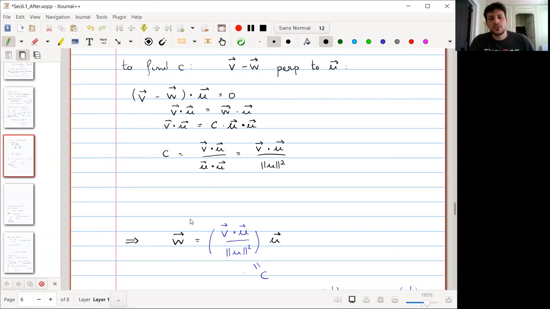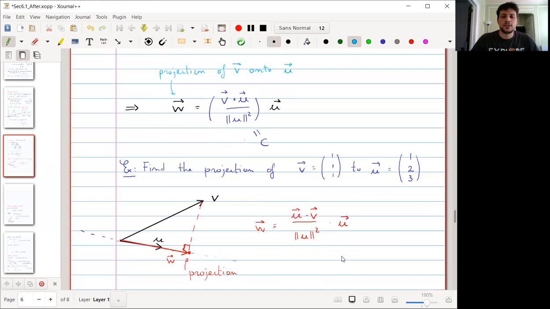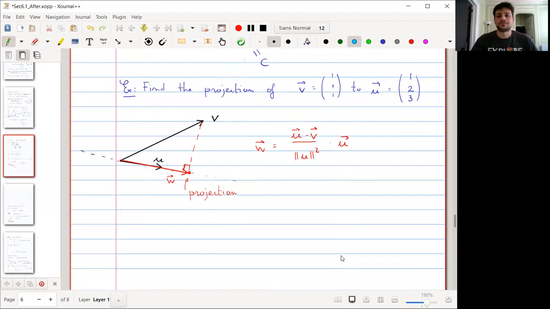That's exactly what we get. The projection of the vector v onto another vector u is given by a multiple of the vector u, times the constant, which depends on the length of u and the dot product between v and u. Let's try to do it in an example.